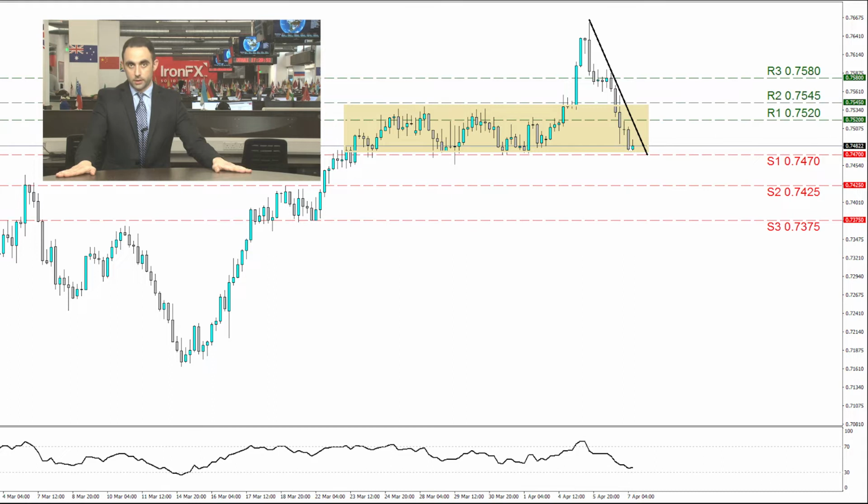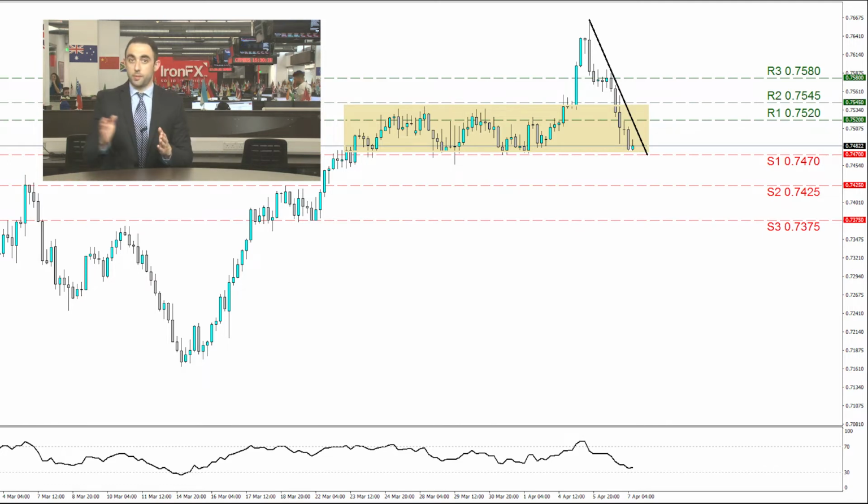If this range is breached downwards, this could be a signal of a decisive selling market that could lead the price action to the S2 0.7425 support level. If the pair is undertaken by a bullish interest and breaks the recent downward trend line, we may see a move to the R1 0.7520 resistance, or even higher the R2 0.7545 level.